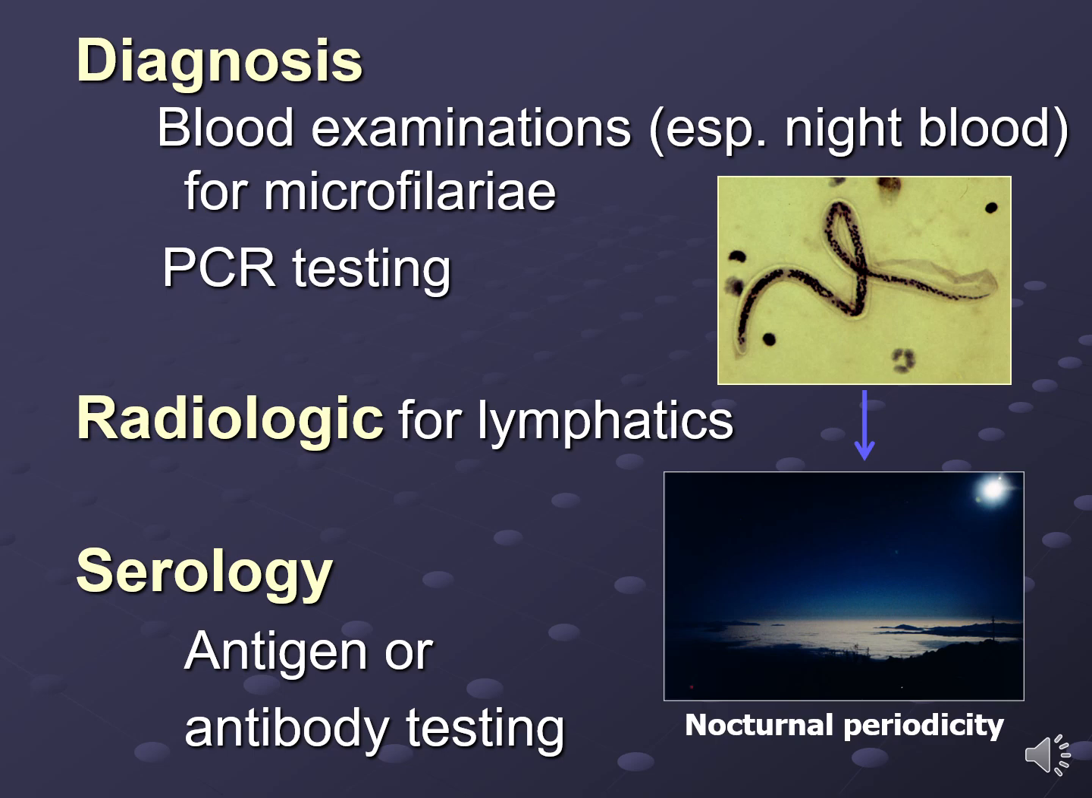Okay, so we examine blood smears better taken at night, as I said, to find the microfilariae, the characteristic microfilariae like you see in the upper picture in here. PCR testing is also helpful, but it is usually in academic and research laboratories in the tropics. Radiology can be helpful to show us abnormality of the lymphatics, okay? Serology can be very helpful actually by detecting antigens or antibodies.